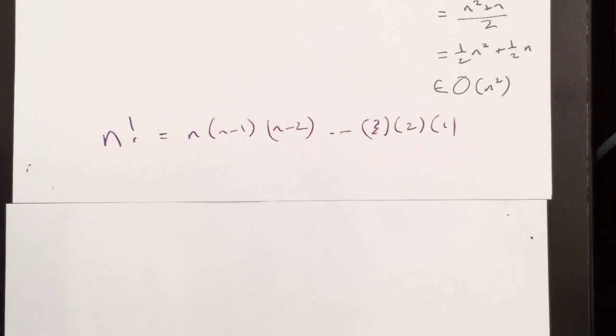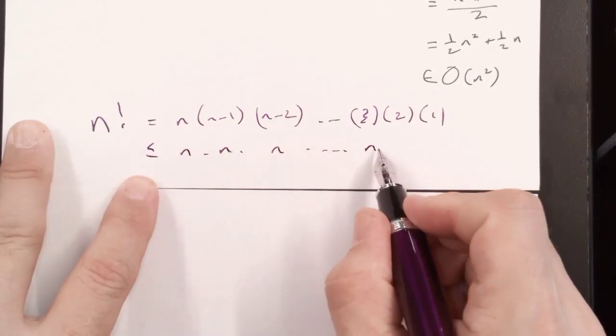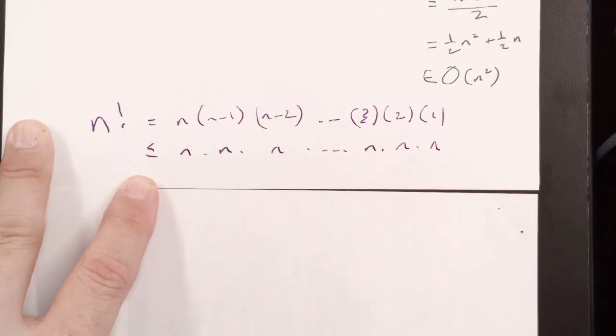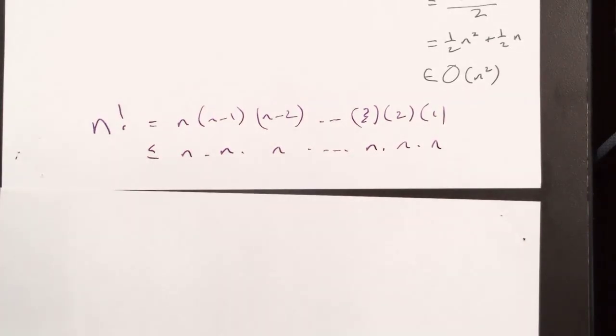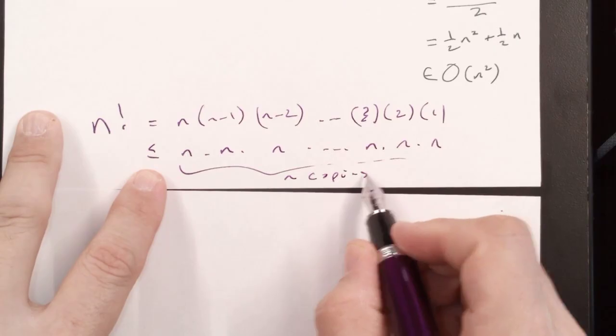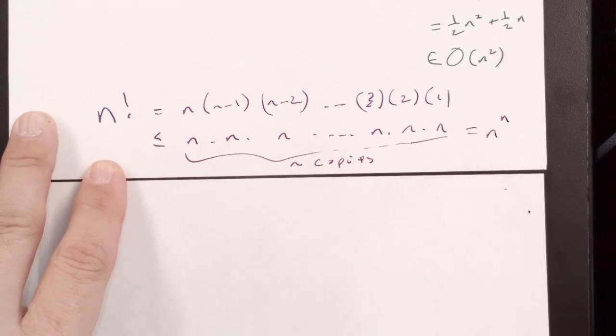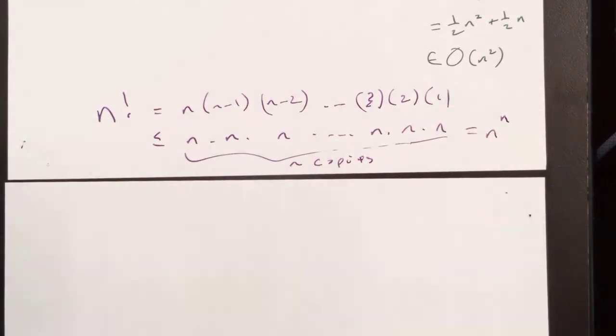What's a good upper bound? That's exactly what big O notation is talking about, right? N is clearly the biggest number here, right? So clearly this is less than or equal to N times N times N times N times N times N. How many N's are there? There are N of them. Which means this is N to the nth power. That's ridiculously huge.